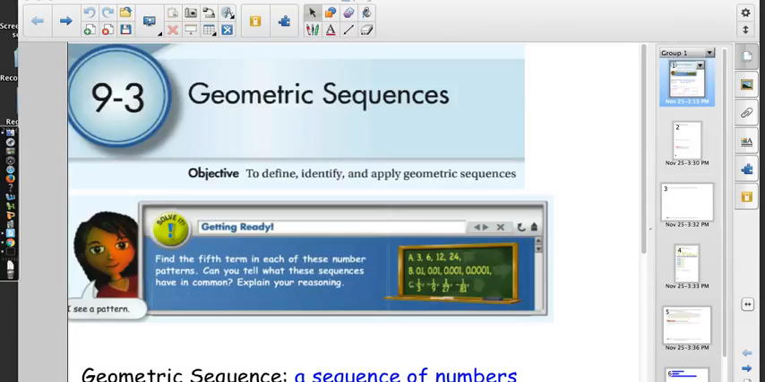So, as we can see, our objective here is to find, identify, and apply geometric sequences. This is the part where, again, very good, Joe. Yes. I got the bag off, everybody.